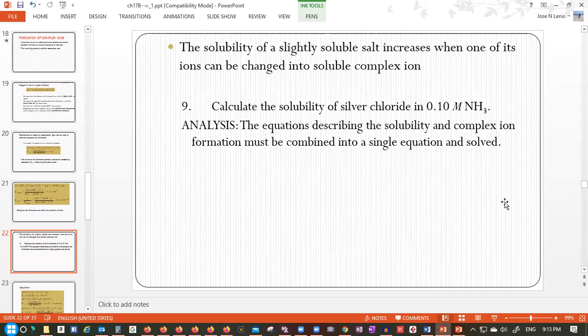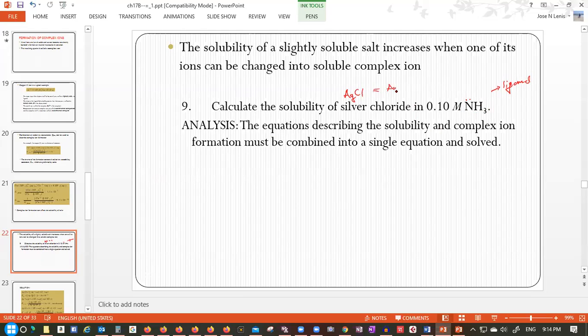Let's check one application of this. It says calculate the solubility of silver chloride in 0.10 molar ammonia. So when you see this ammonia solution and it's not common ion, you know this is a different problem. So you dissolve silver chloride in this solution, and notice that ammonia is not common ion. So it must be something different. And we remember this is a neutral molecule, it has a pair of electrons, so this makes a good ligand that can attach to the metal ion.